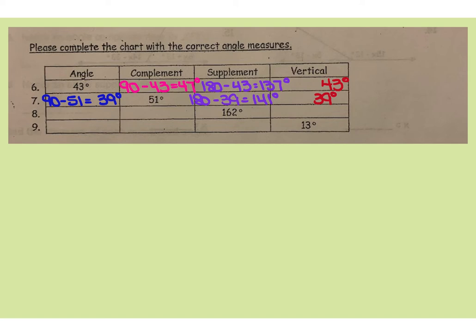All right, let's look at our answers here. What did you get for the angle for the 3rd row? You're given the supplement of 162 degrees. Boone. 18 degrees. What is the complement to the 18 degree angle? Neil. 72 degrees. And what is the vertical angle? 18 degrees.